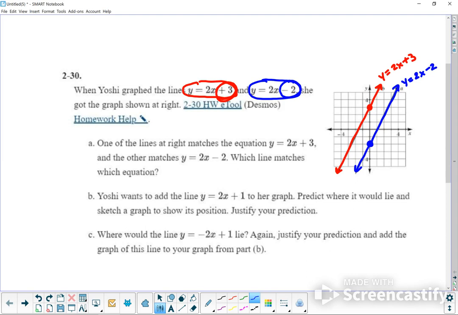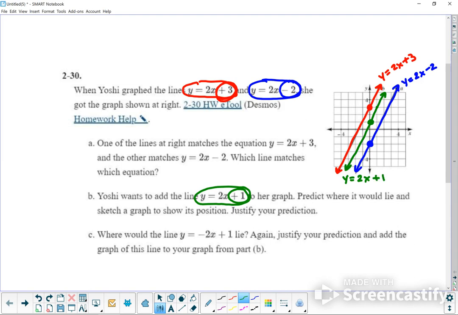Yoshi wants to add a line y equals 2x plus 1 to her graph. Predict where it will lie and sketch a graph to show its position just by your prediction. You might need to write it down, but for me, I'm just talking. If it's 2x plus 1, I predict it's going to show up at positive 1, right here. It's going to have the same slope as the other one, so it's going to be up 2 and over 1. Okay, so it's going to look like this. So that's going to be the line y equals 2x plus 1.